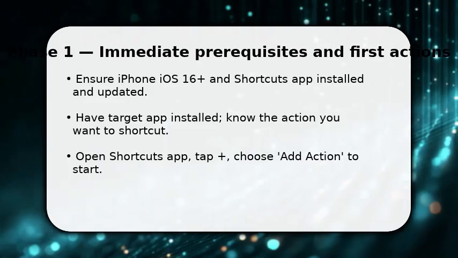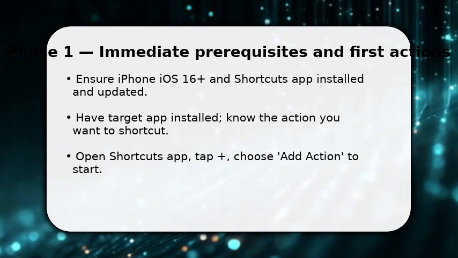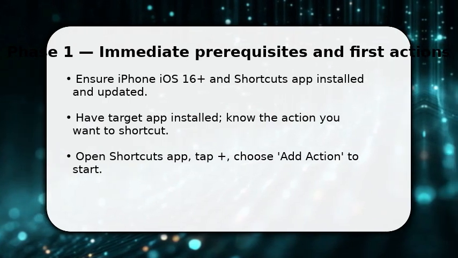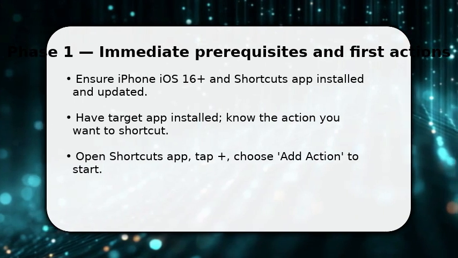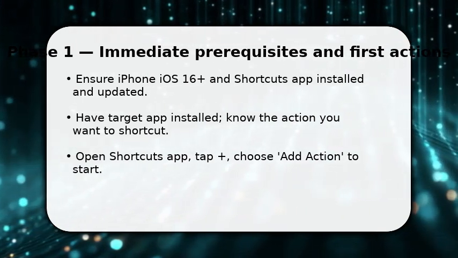You start by confirming iPhone iOS 16 or later, and that Shortcuts is installed. This matters because newer actions appear only there. Next, make sure the app you want a shortcut for is present on the device, and decide the precise action: open a screen, trigger a URL, or run a specific intent.